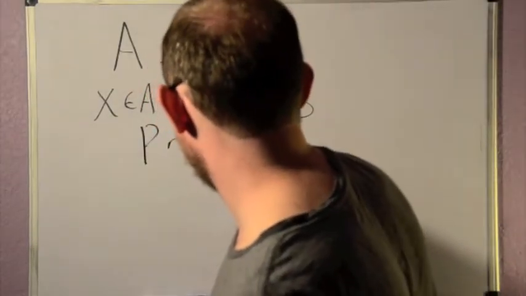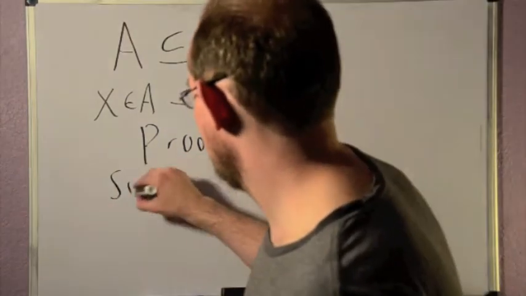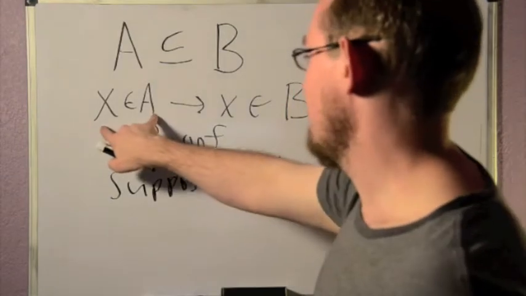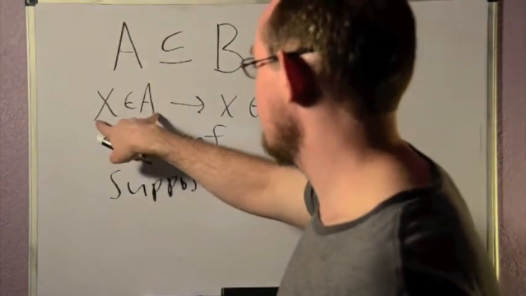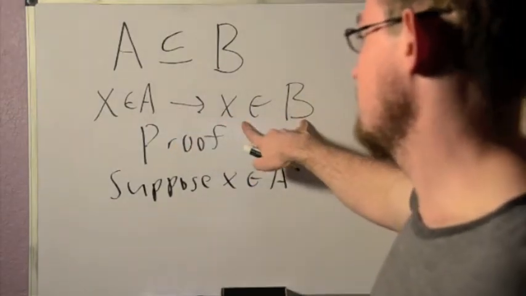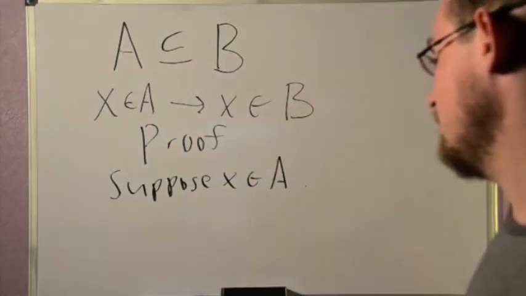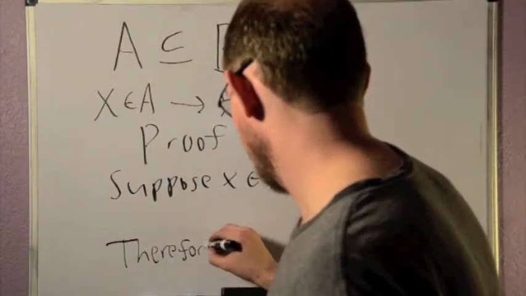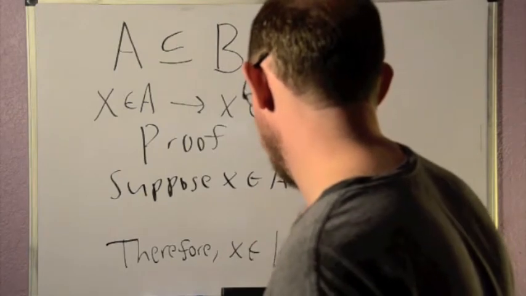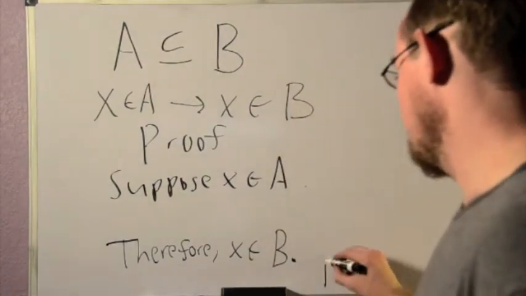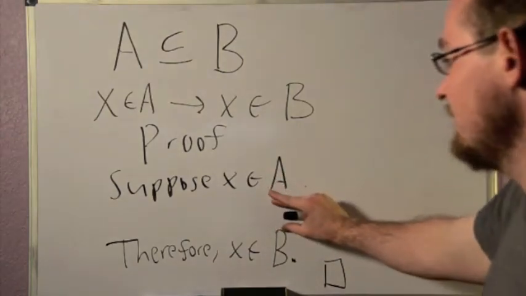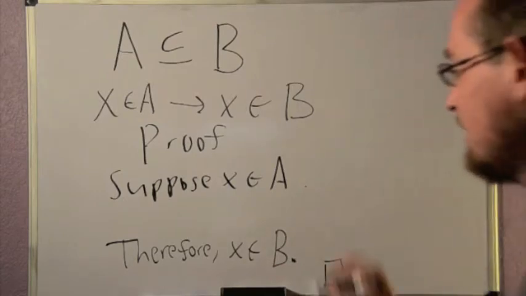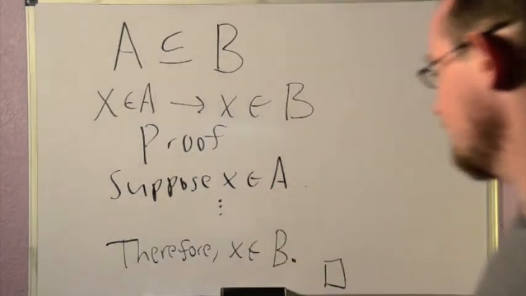We have a proof. And we would say, suppose X is an element of A. And that's this first part here. We suppose X is an element of A. We suppose this statement is true, and we try and prove that this statement is true, so that this implication is true. So down here we would say, therefore, X is an element of B. And that would be the proof. And in the middle here we do some logical argument to show that X is an element of B, and that's what's missing here. So what is that square down there?